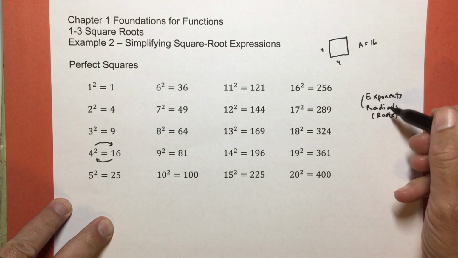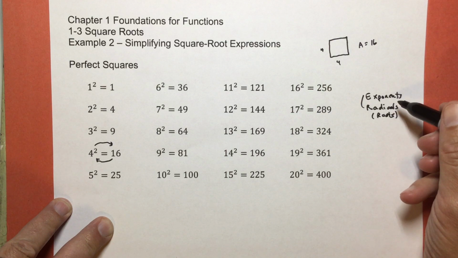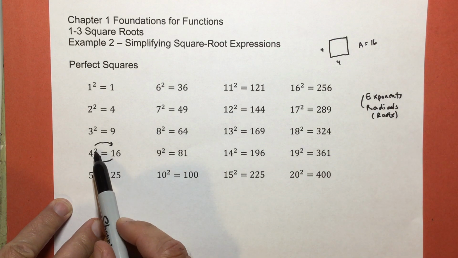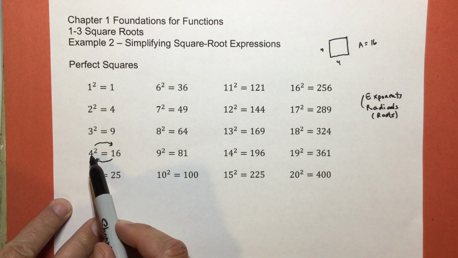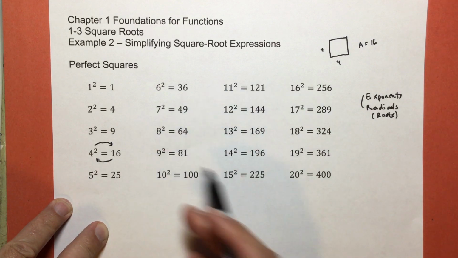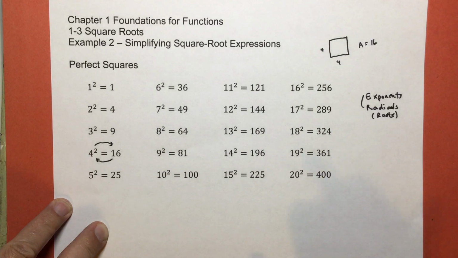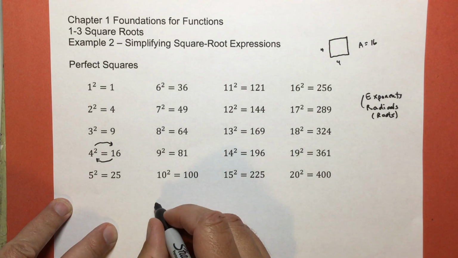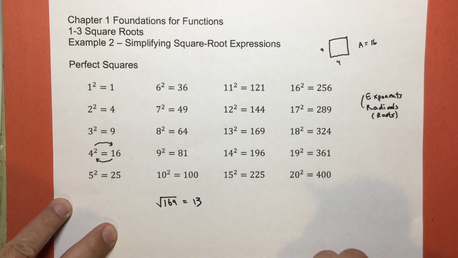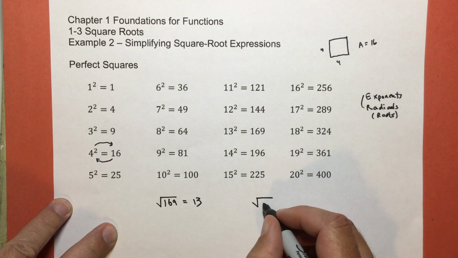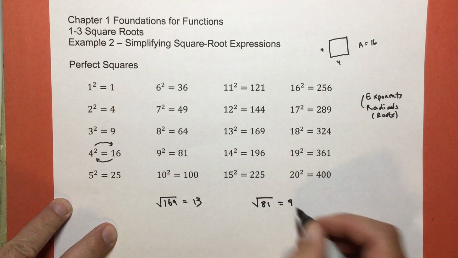These two operations are inverses of each other. So if I have 4 and I square it, I get 16. And if I take 16 and take the square root, I go back to 4. So all of these will tell me the square roots of the perfect squares. For example, the square root of 169 equals 13, and the square root of 81 equals 9.